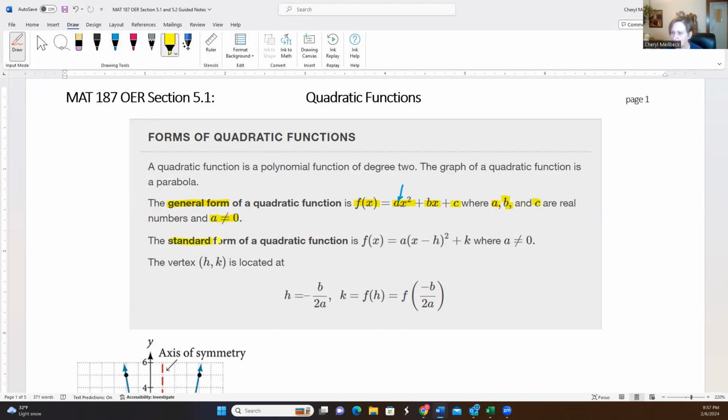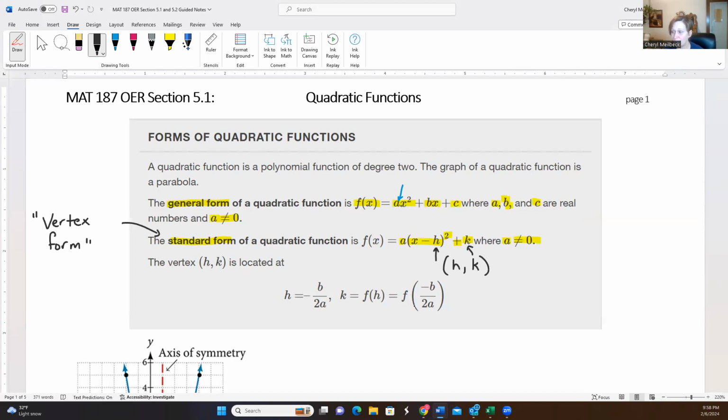Continuing on, the standard form of a quadratic function is a times x minus h squared plus k, where a, once again, can't equal 0 or you wouldn't have a quadratic function. This form is also called the vertex form, which makes a lot more sense to me to use because it gives us the vertex of the function. So if we have the function in this form, we know that this number here, if it's being subtracted, is h, and it is the x-coordinate of the vertex, and k is the y-coordinate of the vertex.